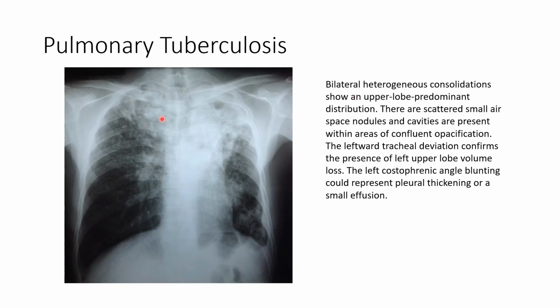Bilateral heterogeneous consolidations show an upper lobe predominant distribution. There are scattered small airspace nodules, and cavities are present within areas of confluent opacification. The leftward tracheal deviation confirms the presence of left upper lobe volume loss. The left costophrenic angle blunting could represent pleural thickening or a small effusion.